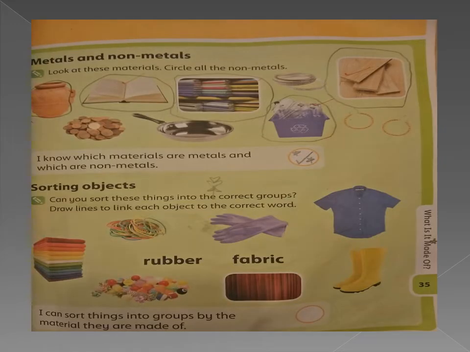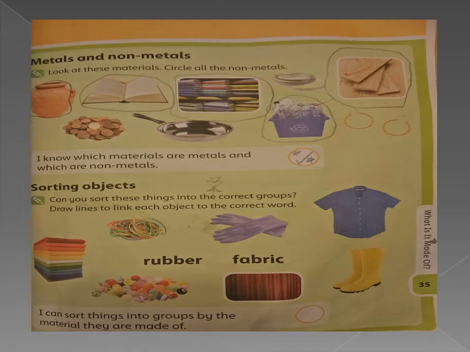Okay class, now this is the last page of Unit 2 in the textbook. You have to write the date and day on this page also, page number 35 of the textbook. Metals and non-metals. Look at these materials, circle all the non-metals. Now look at these pictures, and I know you all know which are metals and which are non-metals. You have to circle the non-metals over here.